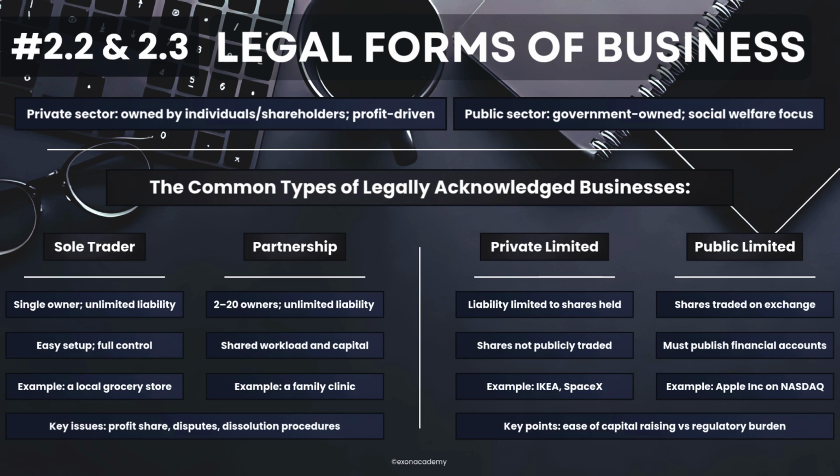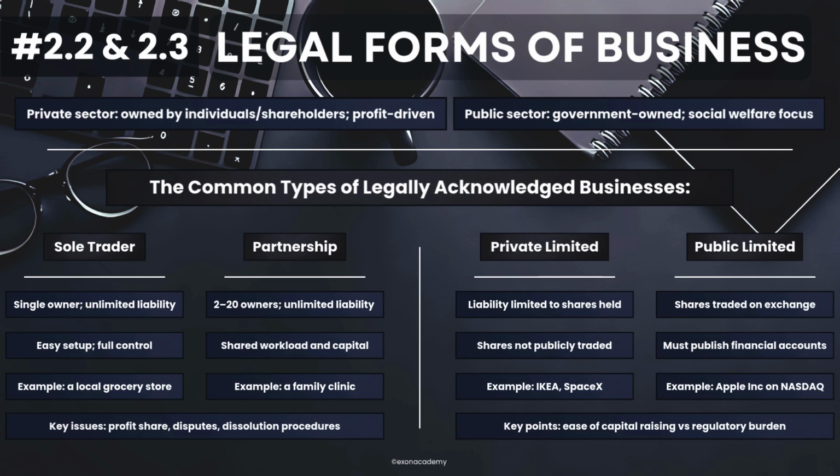First, a sole trader is one person who owns and runs the business alone. They keep all the profits but also face unlimited liability, meaning personal assets are on the line if the business can't pay its debts. Many small shops and freelancers operate this way, whereas a partnership has 2 to 20 people who pool money and share profits. Like sole traders, partners usually have unlimited liability unless they form a limited liability partnership. Trust and clear agreements are essential for sharing profits, making decisions, and handling exits or disputes.